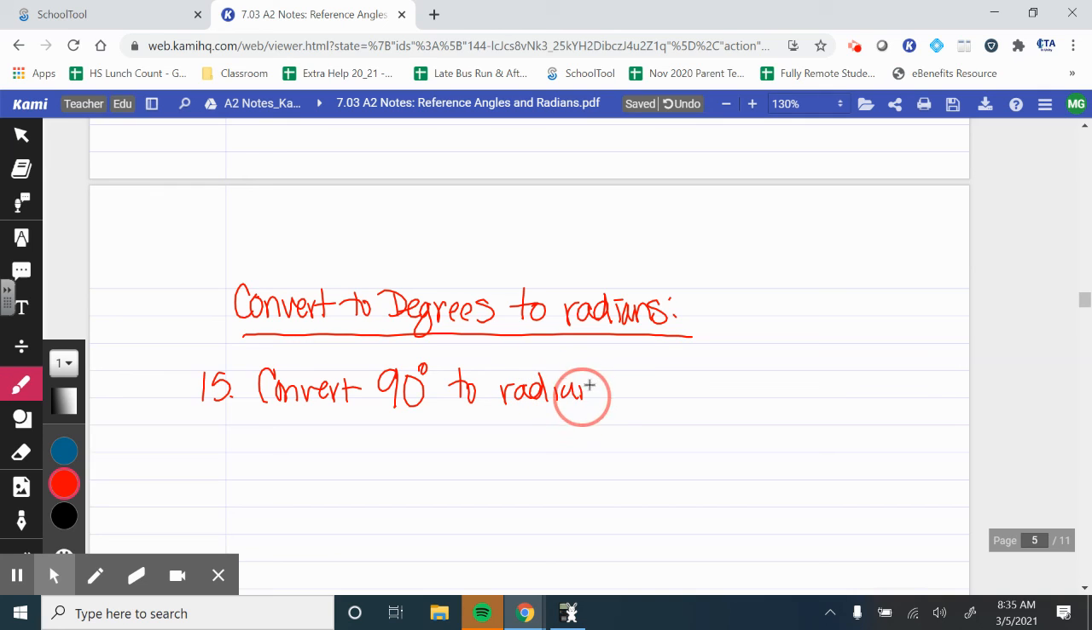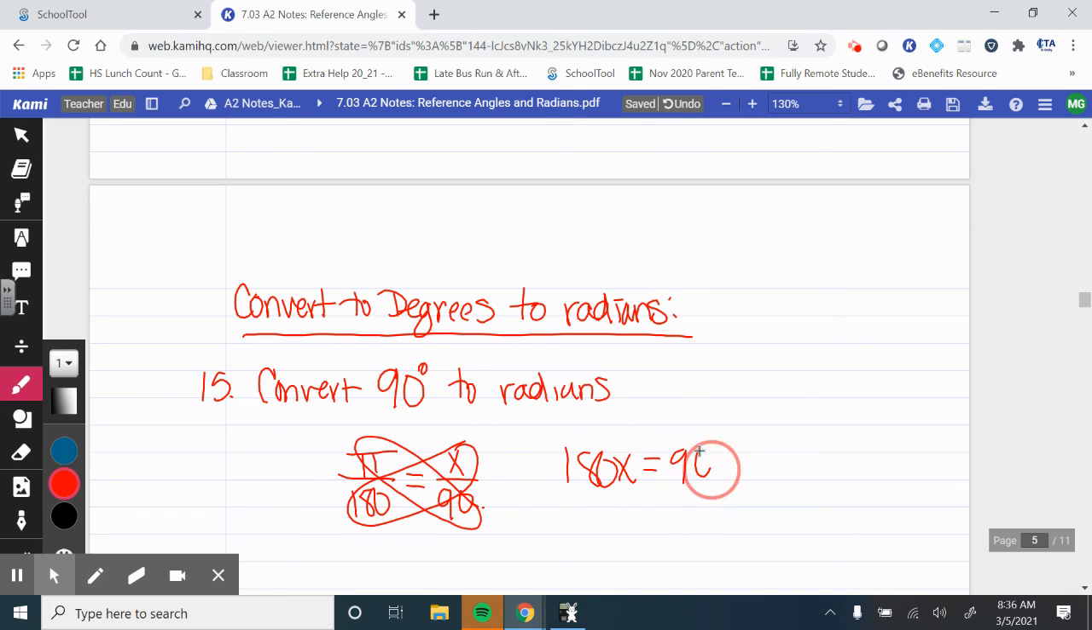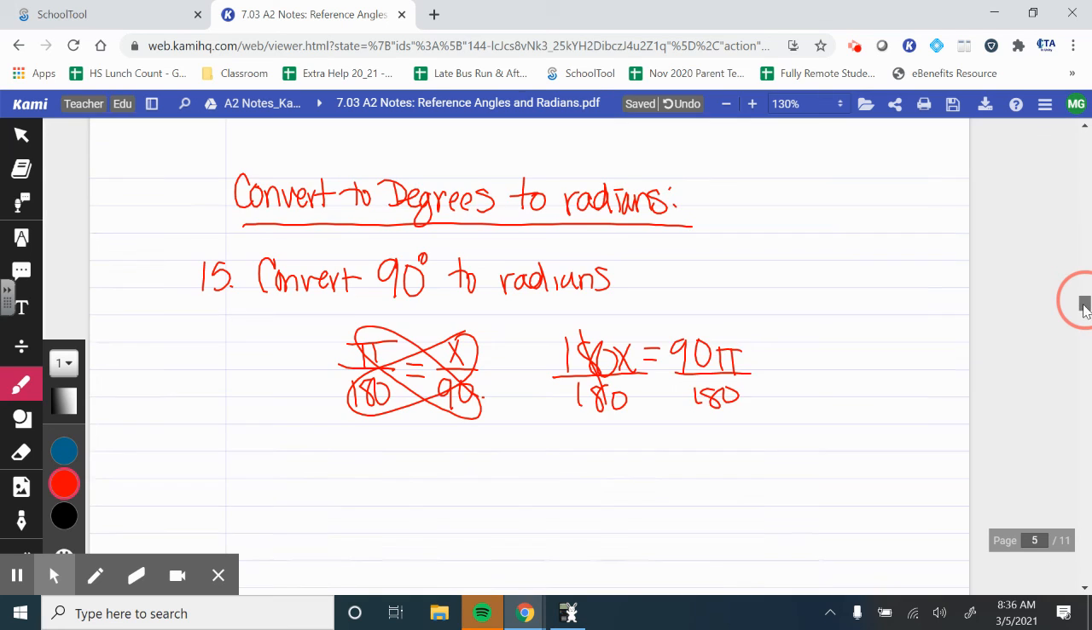to radians. Okay, so to do this, we use our same proportion. So pi over 180 equals radians over degrees. So this time I don't know the radians, so I'm going to call that x, and 90 goes across from 180 because those are degrees, and then you're going to cross multiply. So we get 180x equals 90 pi. We're solving for x, so we're going to divide both sides by 180.